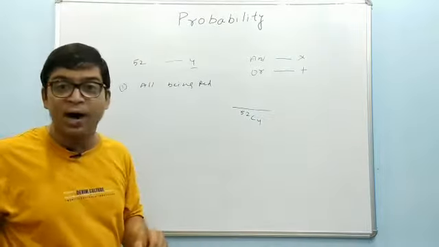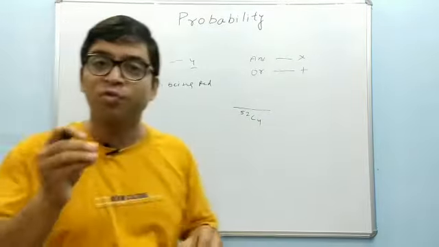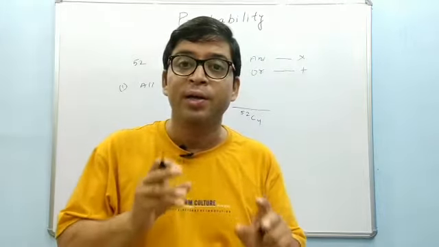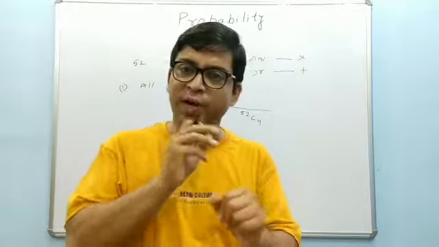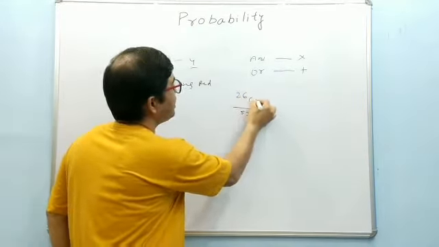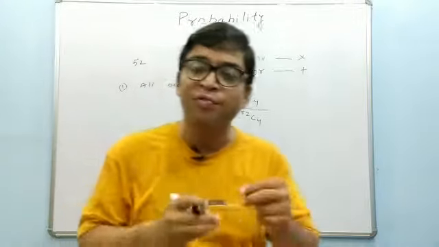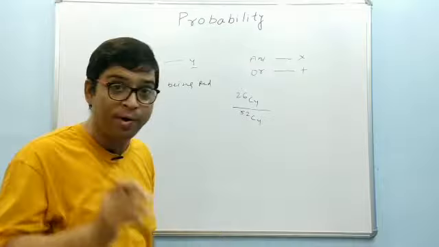Now the favorable event. That means all the 4 cards are to be red. 26 red cards are there, so out of that 26 we have to select 4. So 26C4 is the favorable outcome and 52C4 is the total outcome. So this is the probability.